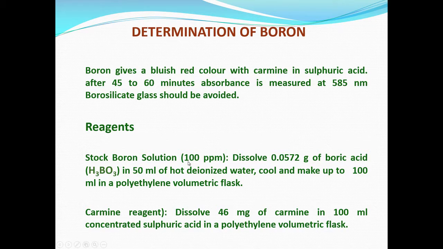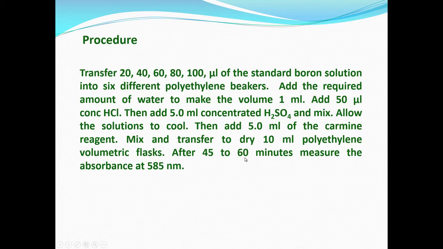So, if I ask you to prepare 100 ppm, that means 1 milliliter will correspond to 100 micrograms of boron. You can go show the slide, please. Okay. So, 100 ppm will have 1 ml. That means, if I want you to take 20 microliters, here I want you to take 20, 40, 60, 80, 100.